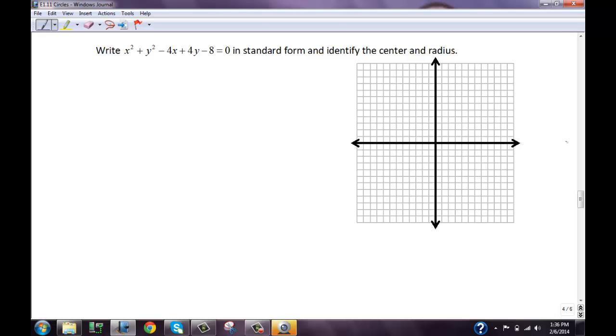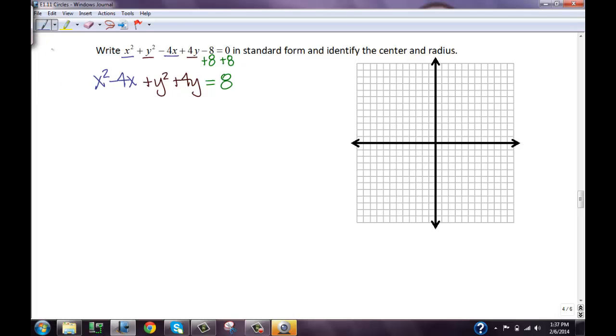All right, so the first step is to group my x's and my y's. I'm going to write my x terms first. So I have x squared minus 4x. Then I'm going to write my y terms, in different colors just so you can follow my process: plus y squared plus 4y. And remember, we want to move our constant term to the other side. So I'm going to move this 8 over by adding, which makes this equal to positive 8.